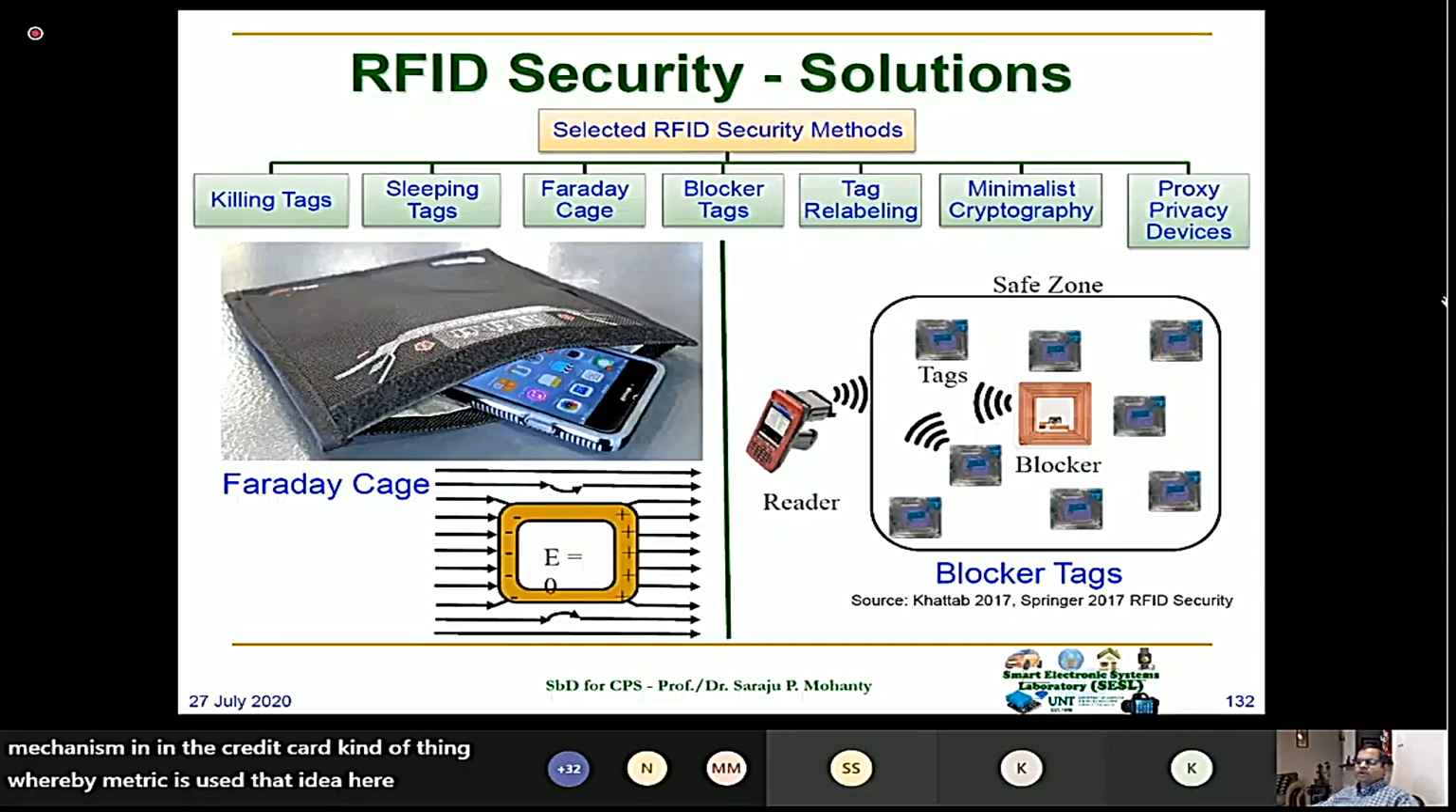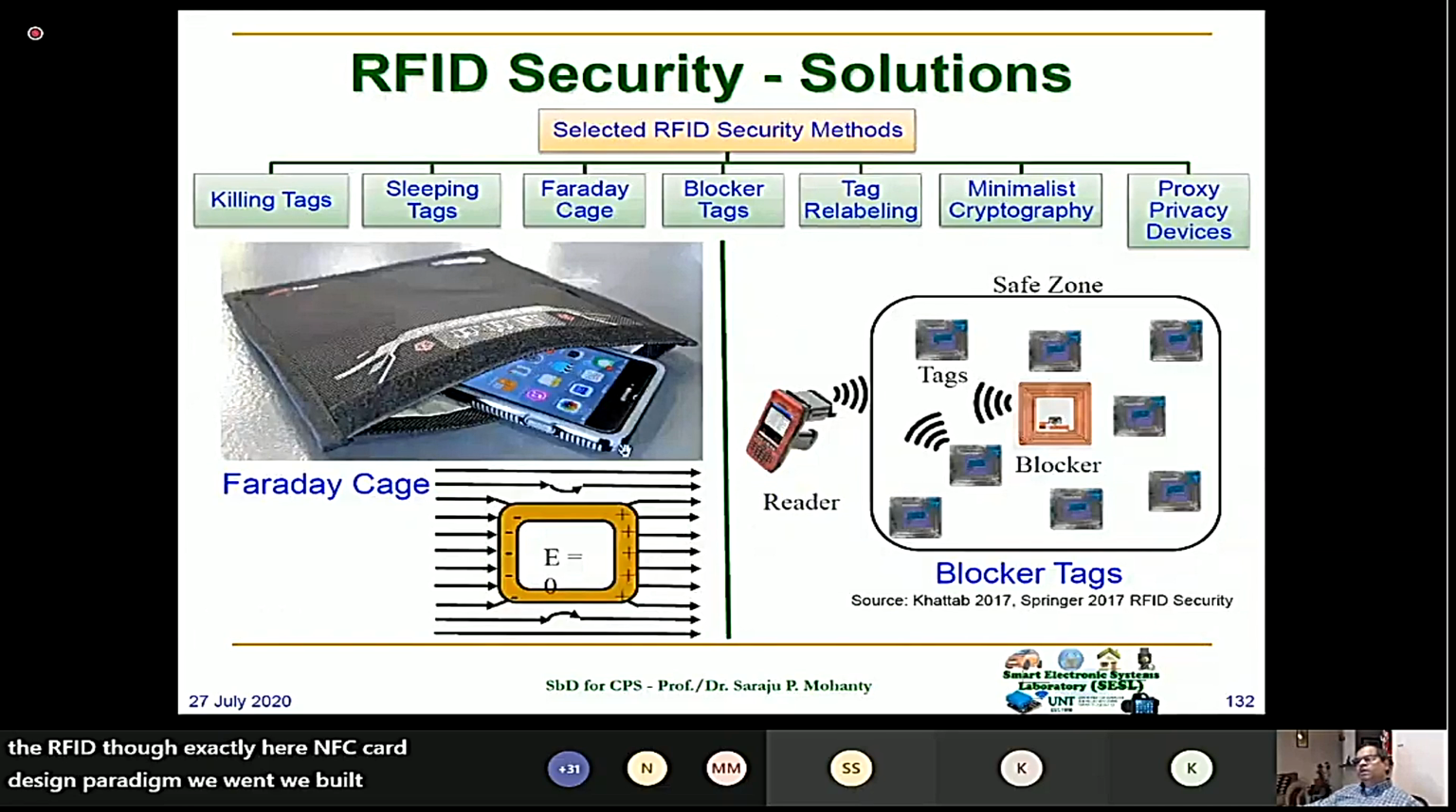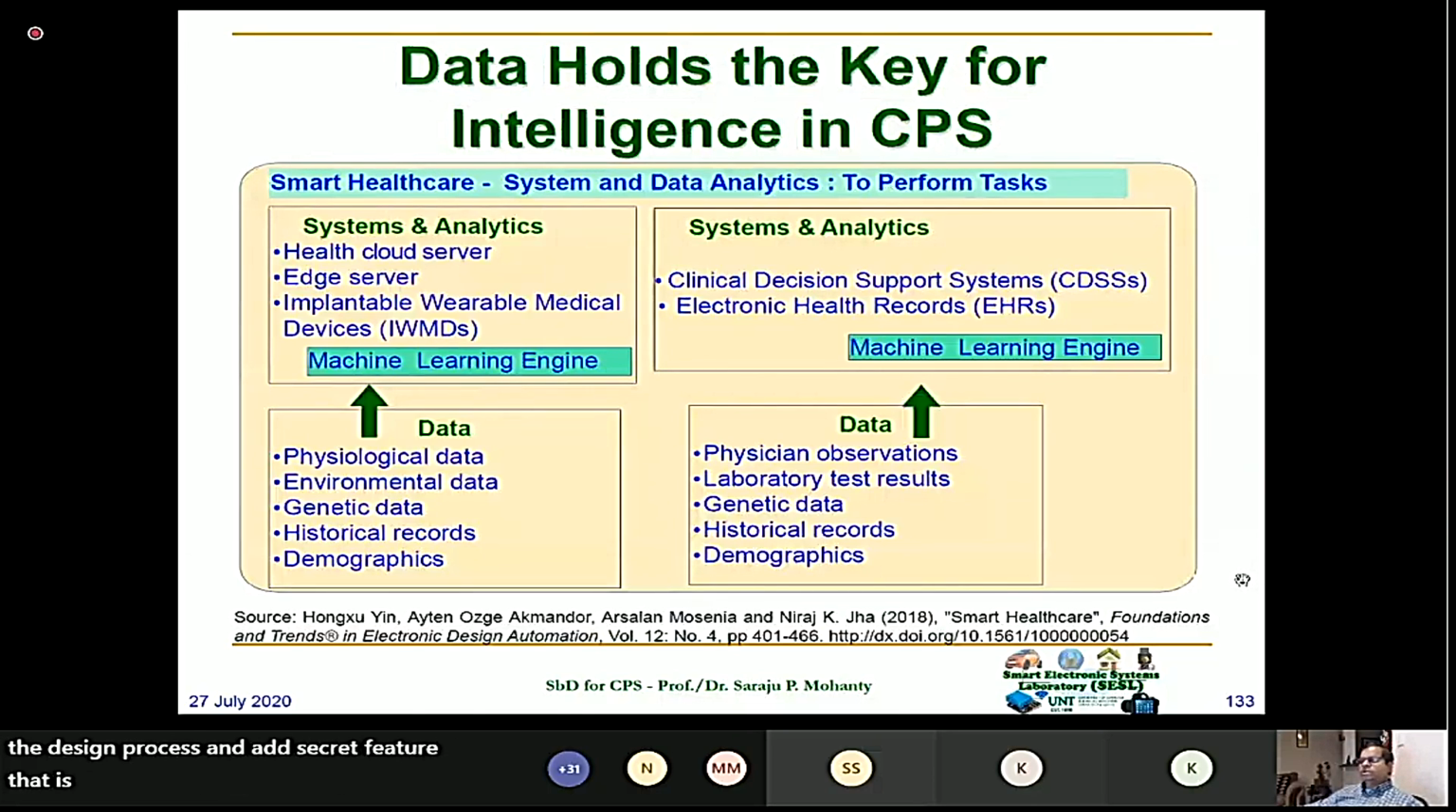Similarly, people are trying for RFID. The previous one I mentioned was NFC; this is RFID. These are some simple solutions. As of now, when we have an RFID device, for example my passport, we keep it like this. But in a bigger context, we have to have a certain design paradigm, which I haven't seen, and we have not done either. Just as we did with the NFC card design paradigm, we can go to RFID completely from step 0 of the design process and add a secret feature. People can try that. I'm just bringing it to your attention.